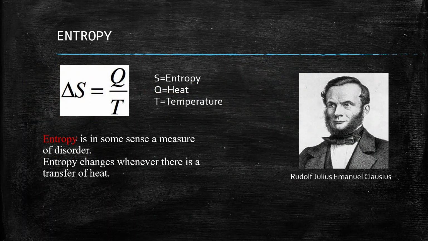Entropy changes whenever there is a transfer of heat. Its formula is delta S equals Q divided by T. Why are we using energy for entropy change? Because mankind cannot use energy with 100% yield. So our energy turns into heat, and heat increases entropy.